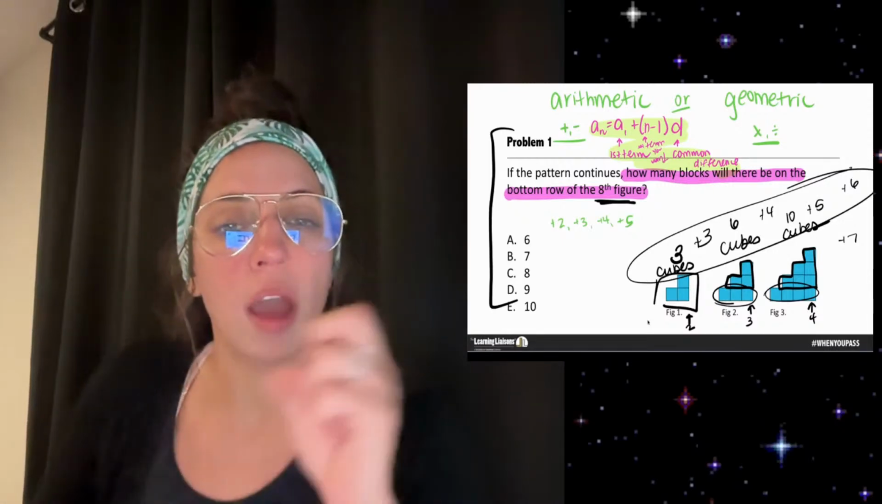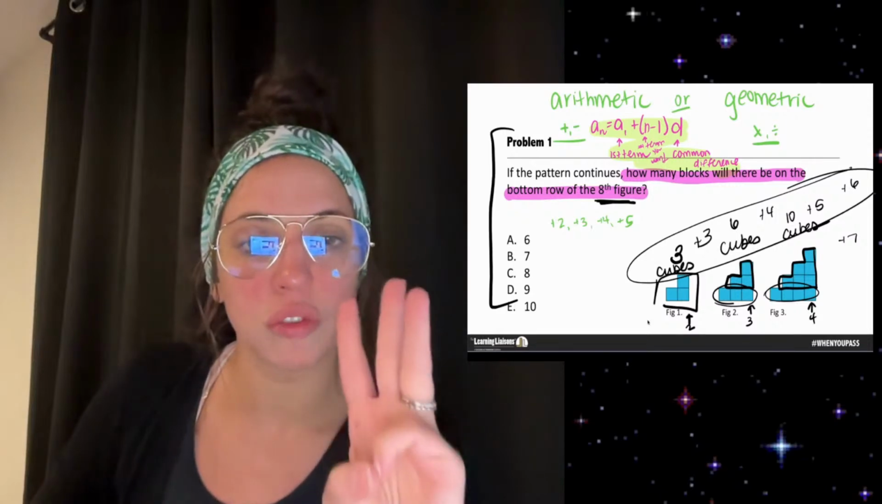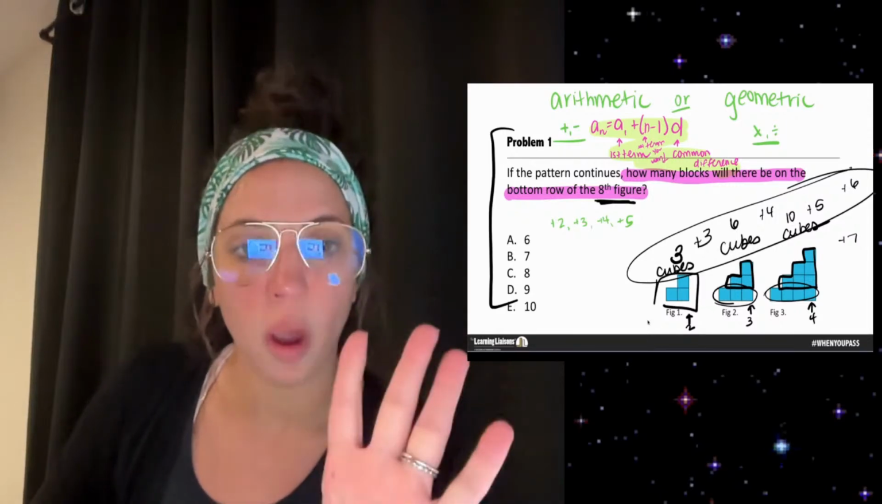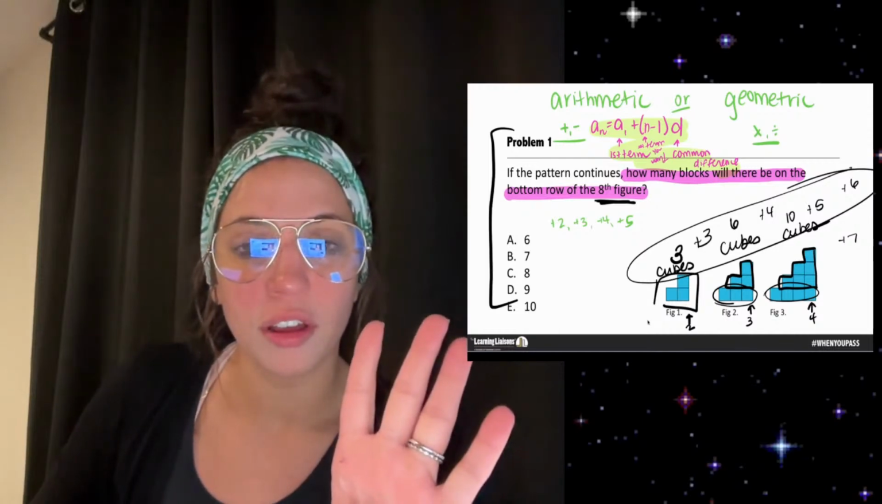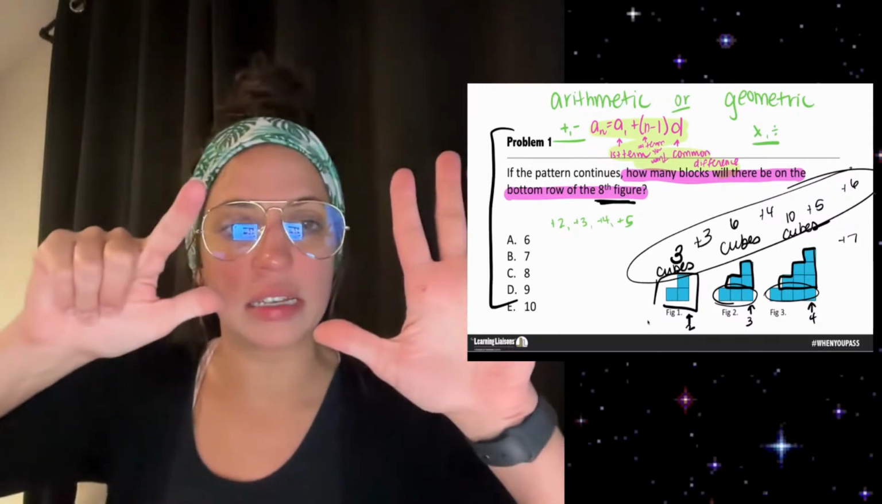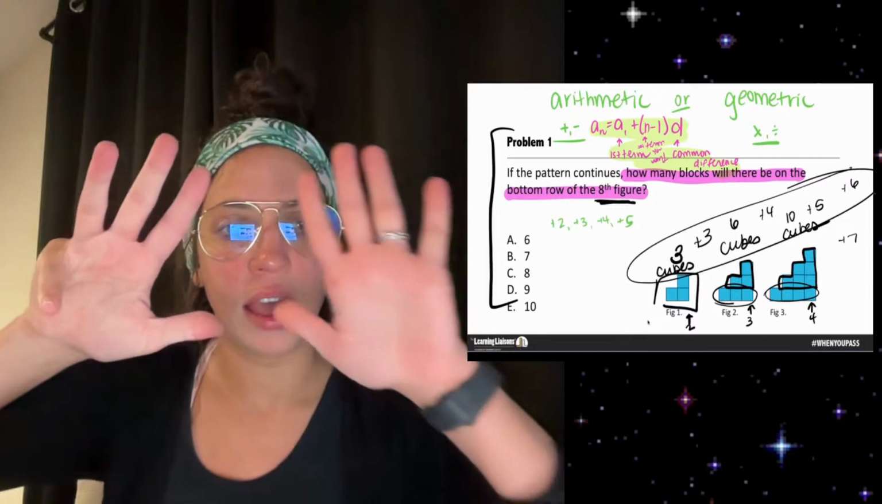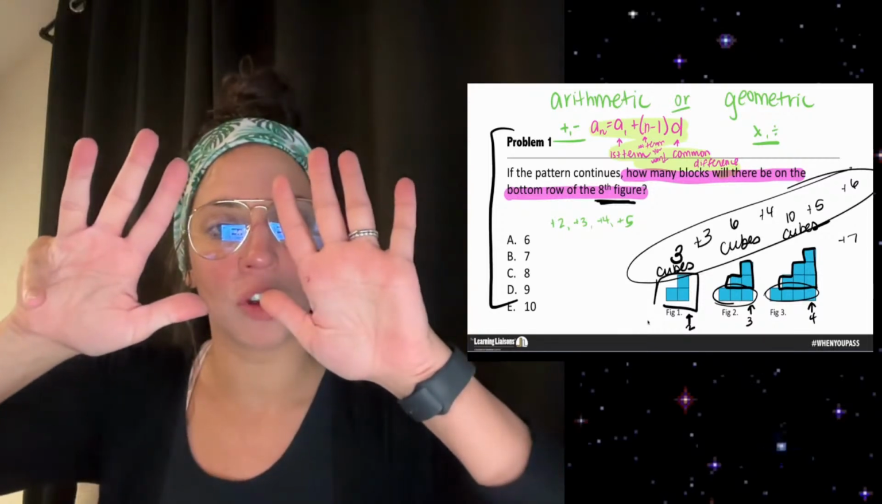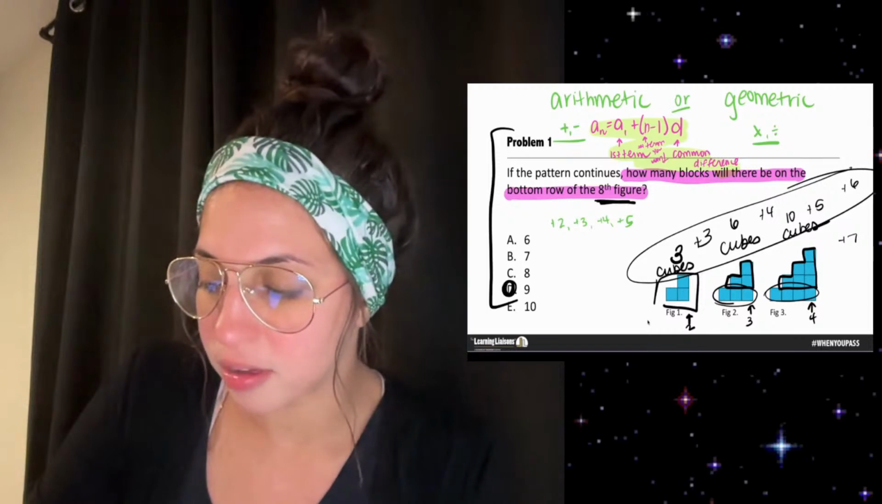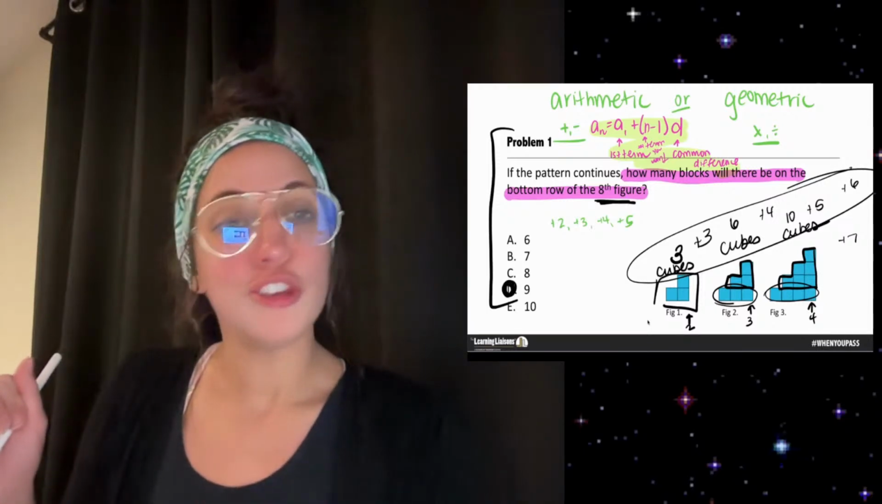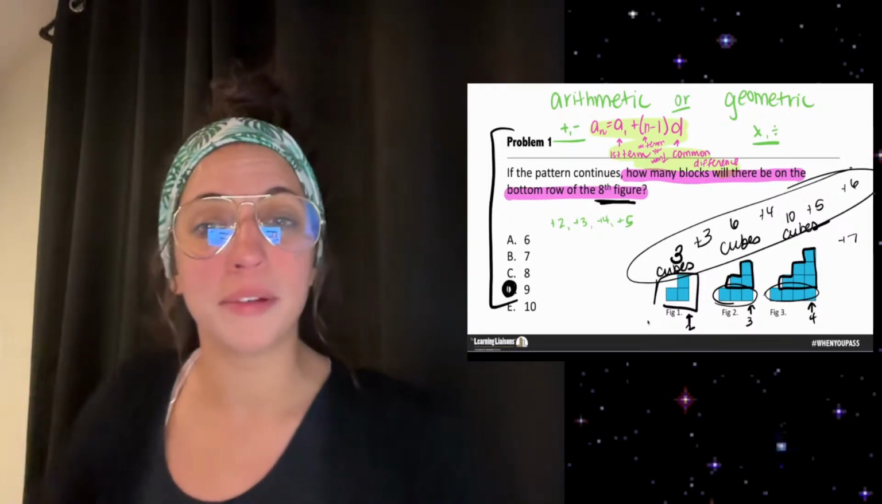So if figure 1 is 2 and figure 2 is 3 and figure 3 is 4, then figure 4, 5, 6, 7, 8. How many blocks are going to be in the bottom row of the 8th figure? 9 blocks. You do not need to know a formula to be able to do this.